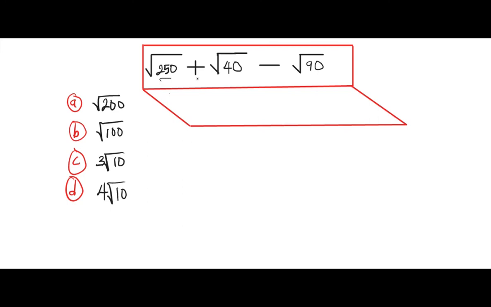What you have to do is break down this 250 into two parts, in which one of the parts will be a perfect square. Let me list out examples of perfect squares. Let me write here: perfect squares.